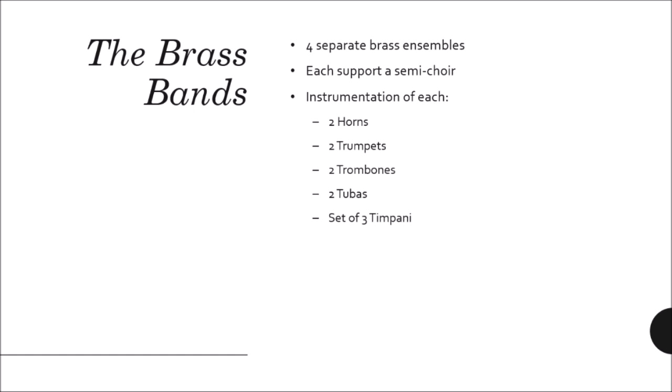But there are, of course, brass bands. And again, as I said just a moment ago, Brian had a lot of experience with the British brass bands. So there are 4 separate brass ensembles that augment the orchestra. Each supports a semi-choir. The instrumentation of each is 2 horns, 2 trumpets, 2 trombones, 2 tubas, and a set of 3 timpani. It brings a total of 9 players per each brass ensemble.